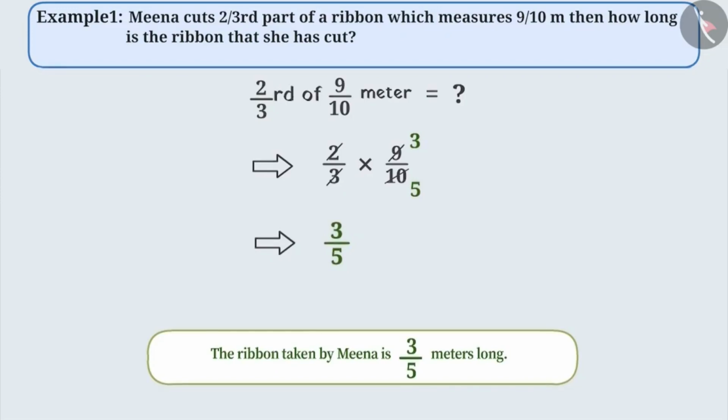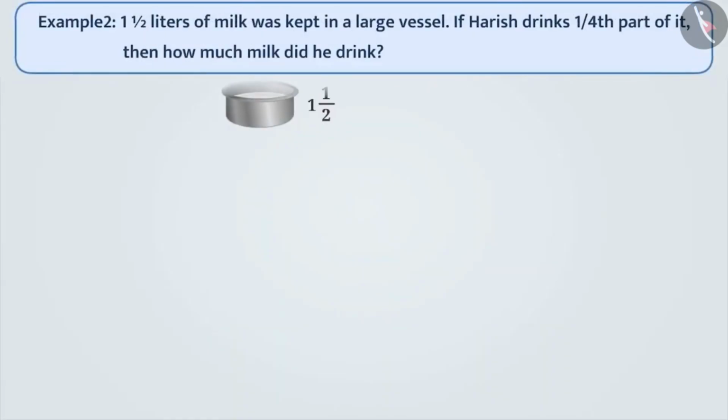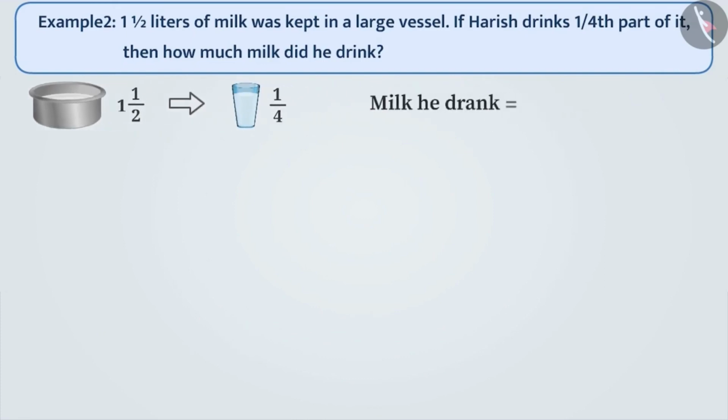Next example. 1.5 liters of milk was kept in a large vessel. If Harish drinks 1/4 part of it, then tell me how much milk did he drink? Harish drank 1/4 part of 1.5 liters of milk. We can find the amount of milk he drank by multiplying 1/4 and 1.5.